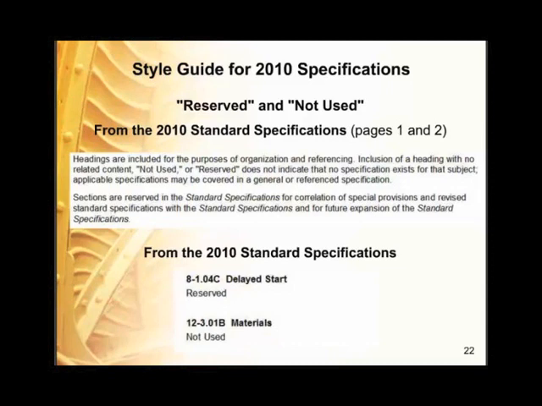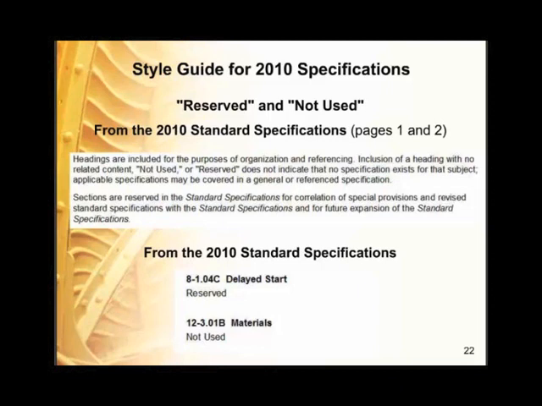So here's a little background on the concept of using reserved and not used. It came from master spec, which is our building specifications. The example from the 2010 standards in 8-1.04C delayed start shows reserved. You can find that on page 104 of the standard specifications. Delayed start is a reserved section in the standard specifications. When the delayed start requirements are needed, the special provisions will include 8-1.04C that adds the delayed start requirements. Reserved is used to create placeholders in the standard specifications for any special provisions that may be needed in the section.